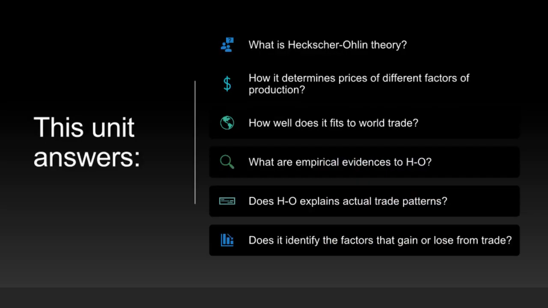This unit answers, what is Heckscher-Ohlin theory? How does it determine prices of different factors of production? How well does it fit to world trade? What is the empirical evidence for Heckscher-Ohlin? Does Heckscher-Ohlin explain actual trade patterns? Does it identify the factors that gain or lose from trade?